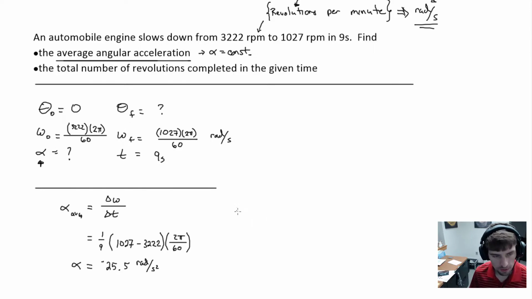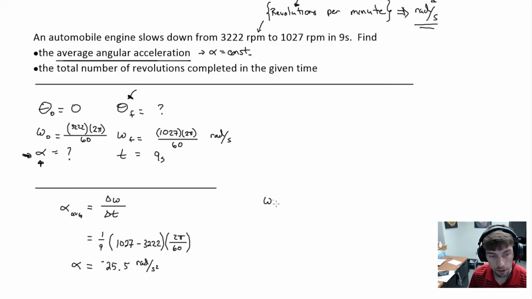Total number of revolutions completed? Well, okay. I guess probably the easiest way to do that is let's find the equation that does not involve the angular acceleration. Since we're after this theta final, let's see if we can find the equation that doesn't involve the angular acceleration. Got it? Good. Well, this will actually be 2 of them.